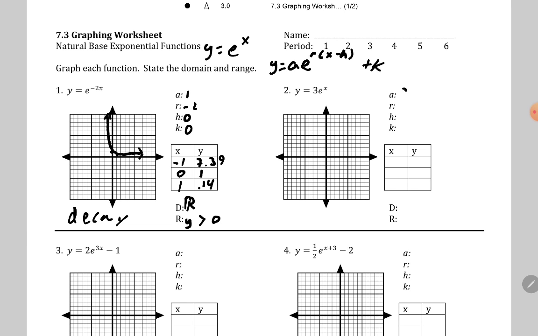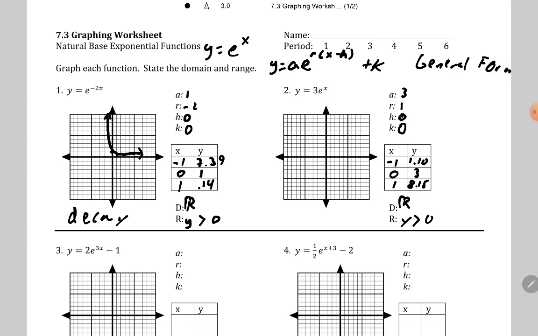Okay, a value 3, r 1, h 0, k 0, negative 1, 0, 1. Plug it into your calculator, get 1.10, and then plug in 0, you get 3. E to the 0 is 1, times 3 is 3. 1 is 8.15. Domain still all real numbers, and that is still greater than 0 for the range.